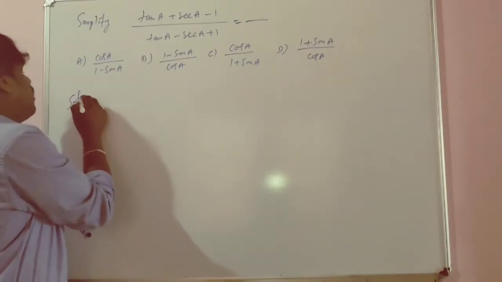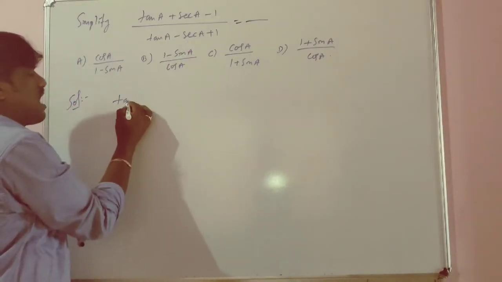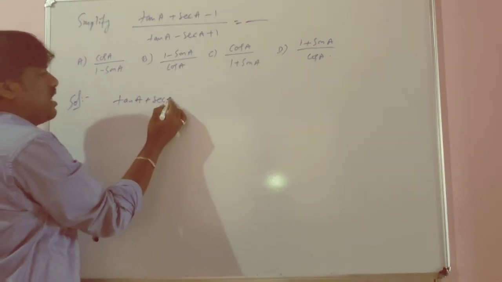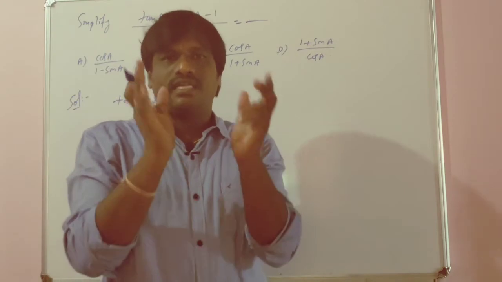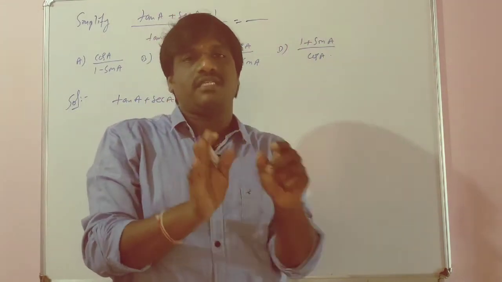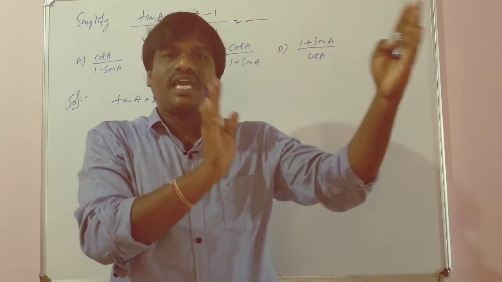See here, the question is given: tan A plus sec A minus 1. This 1 I have to change using the identity. We are talking about a simple identity. You may see my previous lecture, where I taught what I am speaking about.